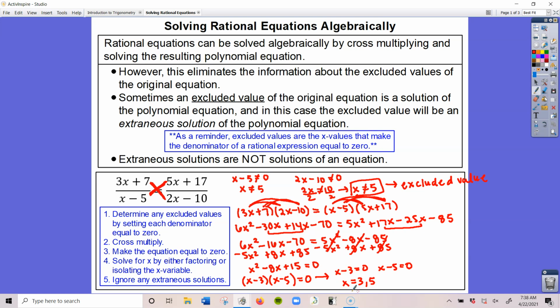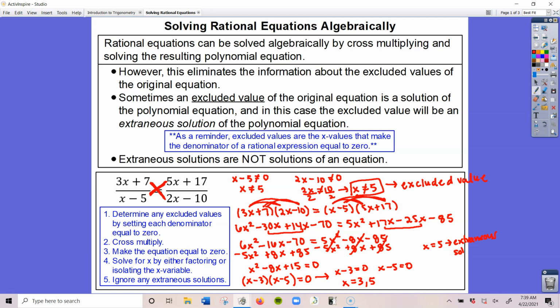Once you have your solutions, before you can confidently claim what is the answer, you have to look at the excluded value. We see here that the excluded value is 5. So 5 cannot be a solution because it is an excluded value. This 5, that is called the extraneous solution.